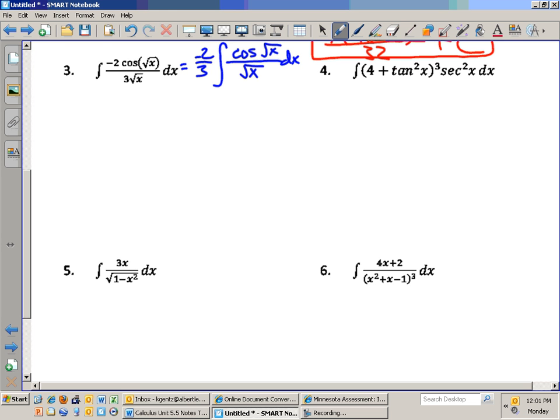No, you may not cancel the square roots. Okay? This is not cosine times square root of x. This is the cosine of the square root of x. And you can't cancel a composition with something in the denominator. It doesn't work like that. So, any idea what u might be in this situation? u is equal to the square root of x. And so that means that du is equal to, what is the derivative of the square root of x?